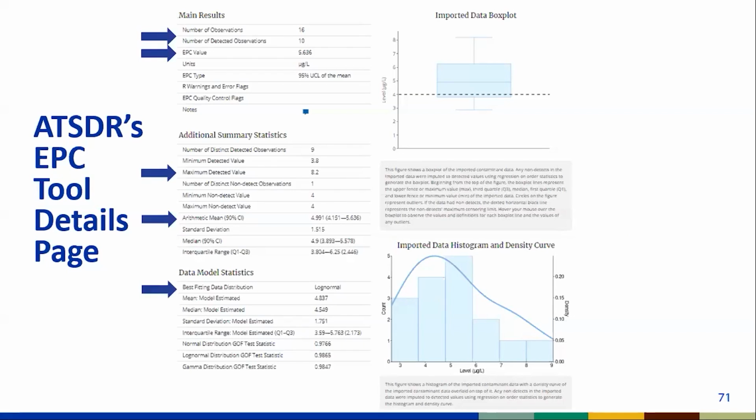The data set best fit to a log normal distribution, which is confirmed by the shape of the data distribution shown in the histogram. These statistics and plots provide additional context for understanding the data set and the calculated EPC.